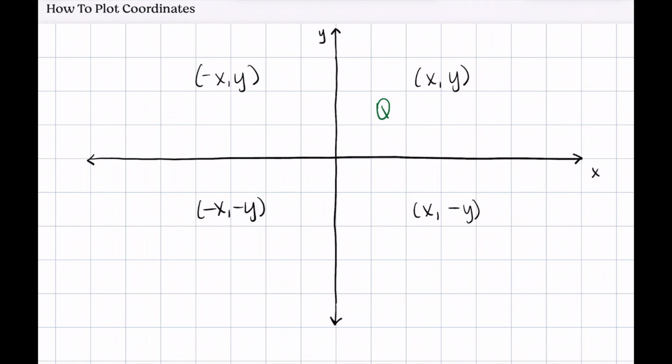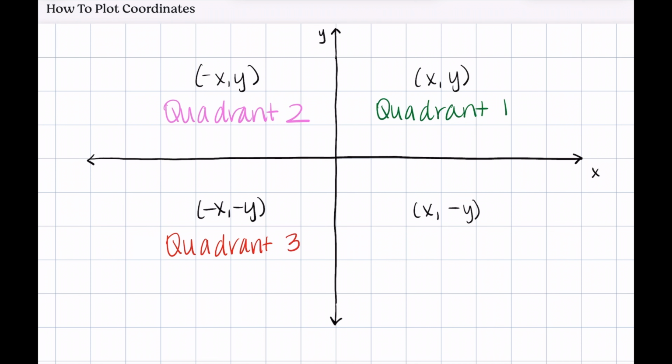Now, the way that these sections of a coordinate plane are split up is by quadrant. So where x and y are positive would be quadrant 1. We move counterclockwise here. So where x is negative and y is positive, it would be quadrant 2. Where they are both negative, it is quadrant 3. And where x is positive but y is negative, it is quadrant 4.